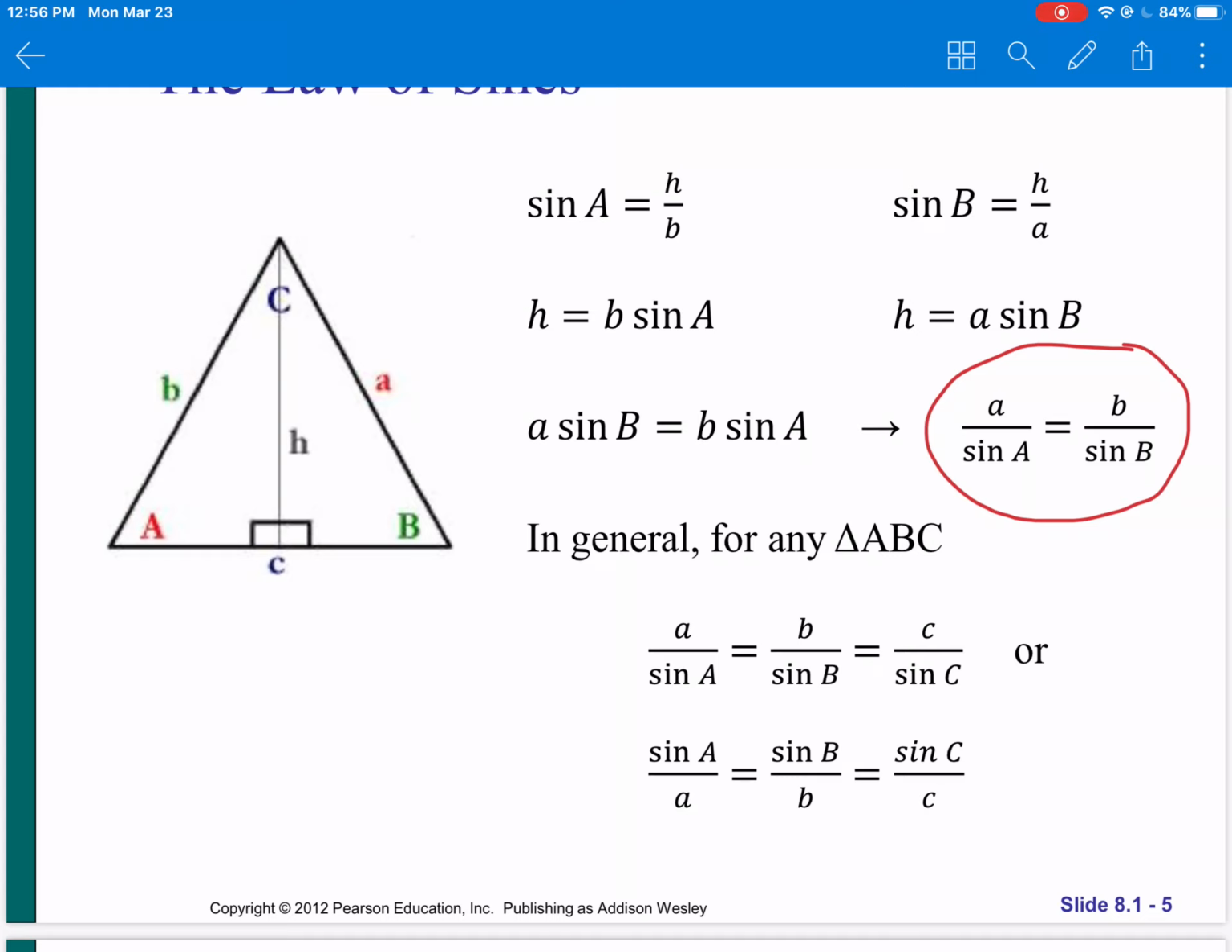You're looking to set up any two of those three ratios. So whether I have A over sine A equals B over sine B, or if I have A over sine A equals C over sine C, or B over sine B equals C over sine C, any combination of two of those ratios to form a proportion, like I have circled. And then setting up the proper proportion, knowing three of the four pieces, and then solving for the missing piece.